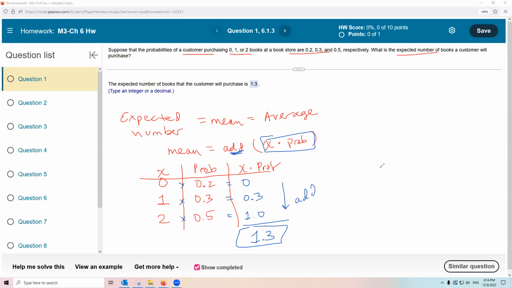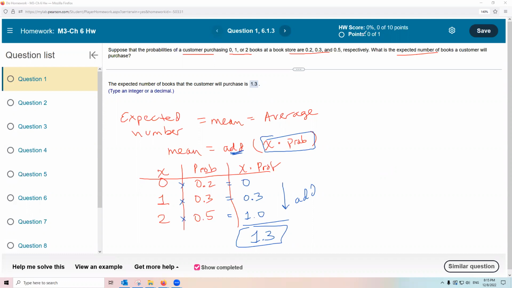What it says is over the long run, we expect someone to purchase about 1.3 books. Now, of course, you can't purchase 1.3 books, but we know this is like a calculated average. In the same way, the federal government might say the average family has 2.4 kids. Well, we know no family has 2.4 kids, but they have between 2 and 3 kids.